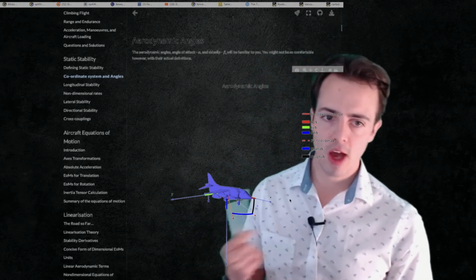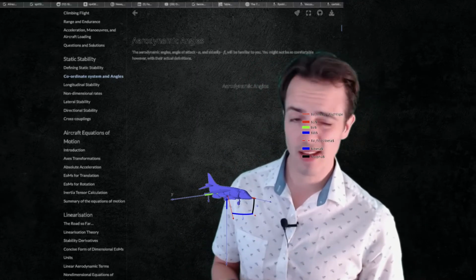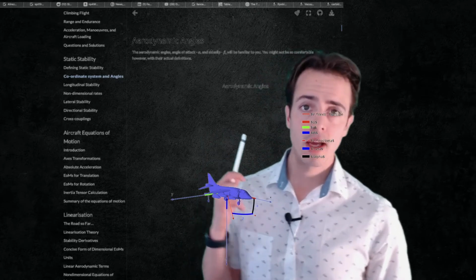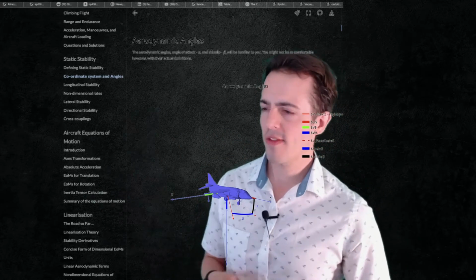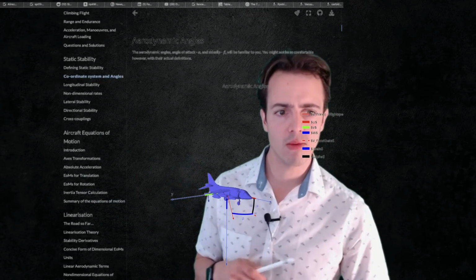Have a look at these diagrams, play around with them. I think they're useful, and I think they're going to be useful for you guys. So just remember aircraftflightmechanics.com, and have a look at the other things on this website when you get to flight mechanics next year.